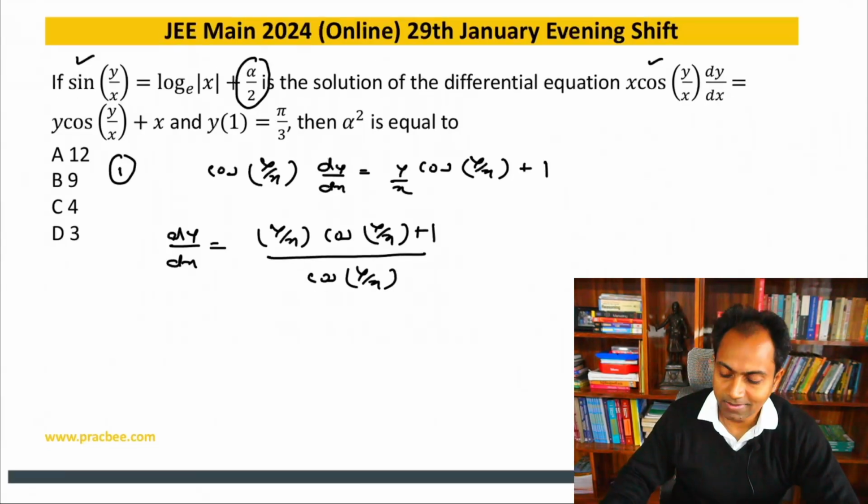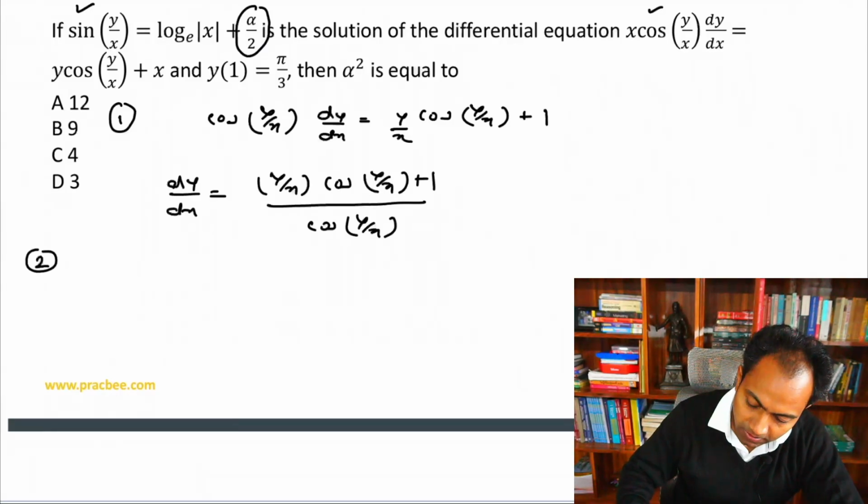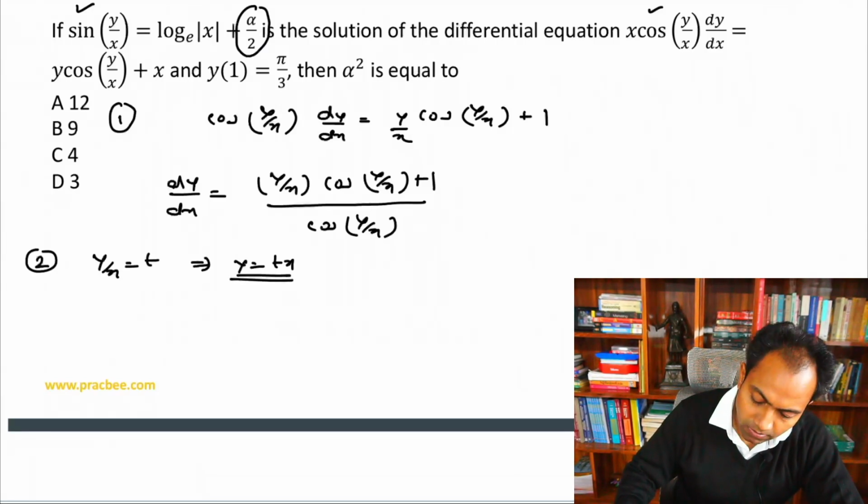If I can write like this, in the second step I can put y by x is equal to t, or in other words, y is equal to tx. Once you have done this, the standard steps will follow. dy by dx is equal to t plus x dt by dx.